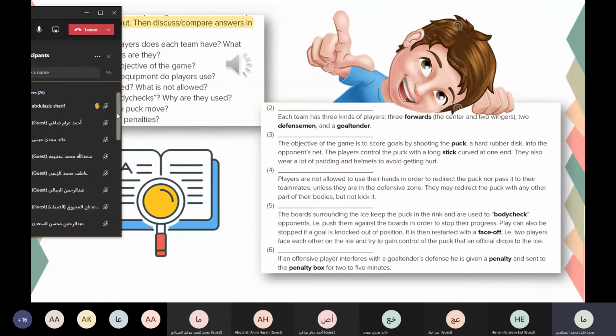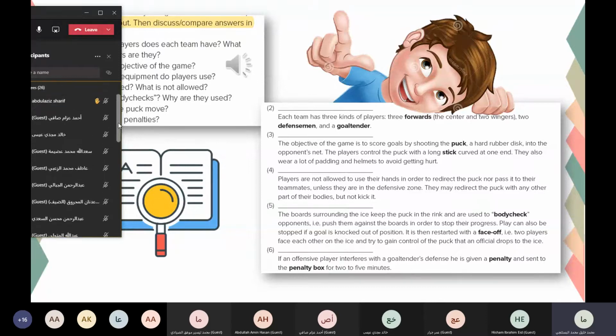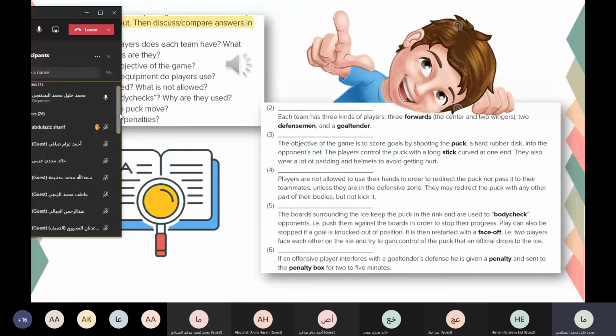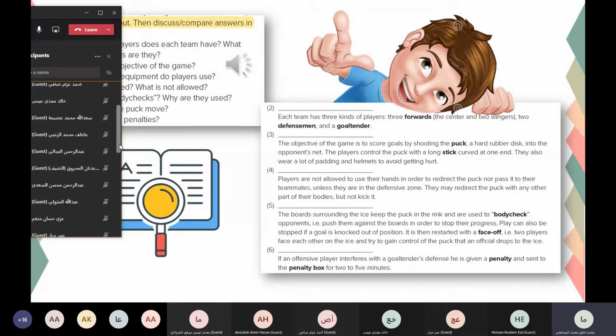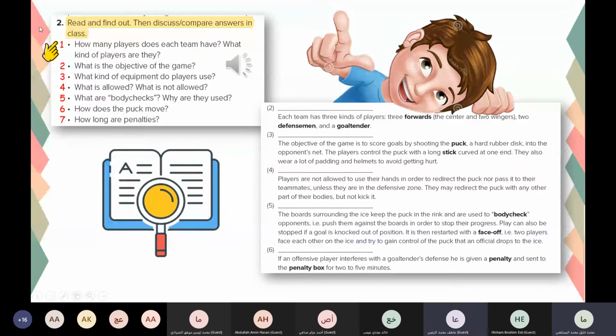Saad, are you here, Saad? Atef, would you please read the third question? Abdelrahman Jabali. Where are you? Yes, teacher. Atef, please read the third question.